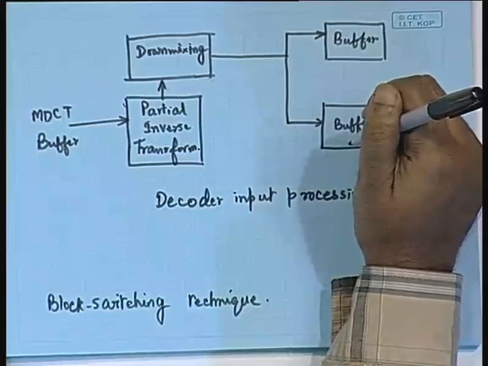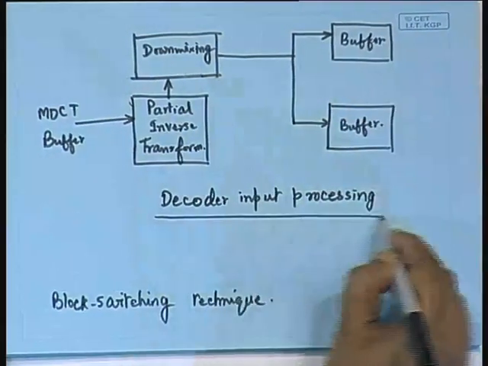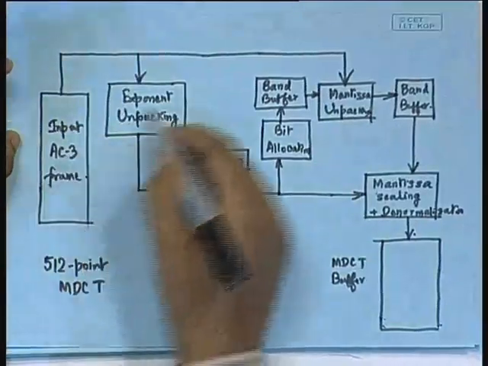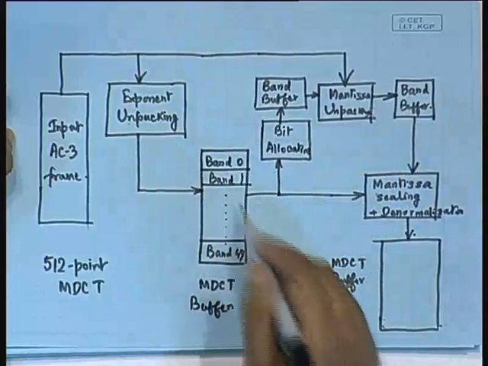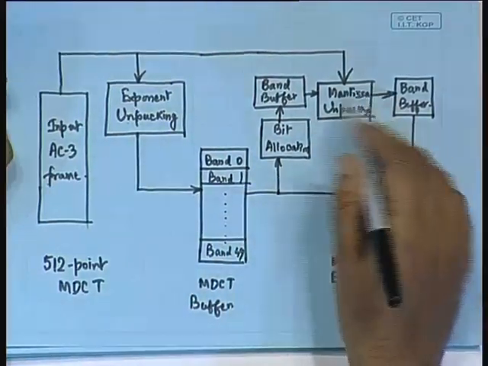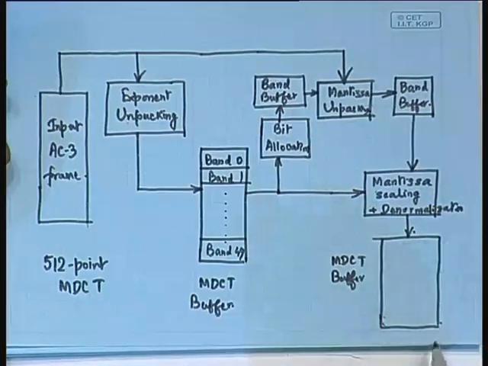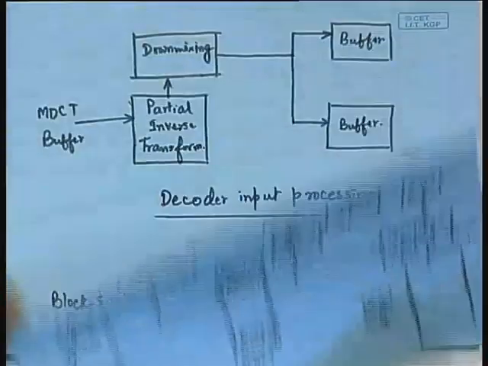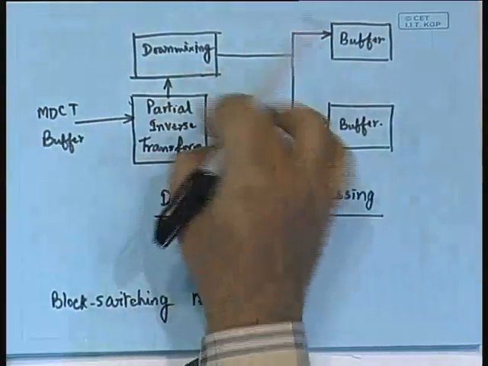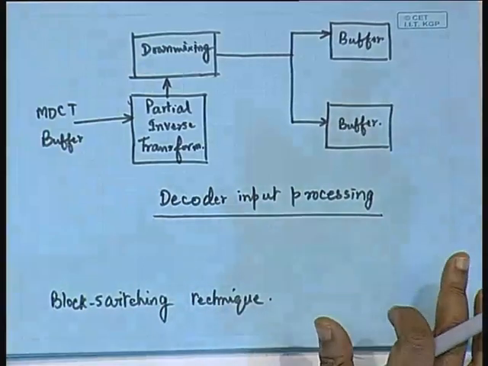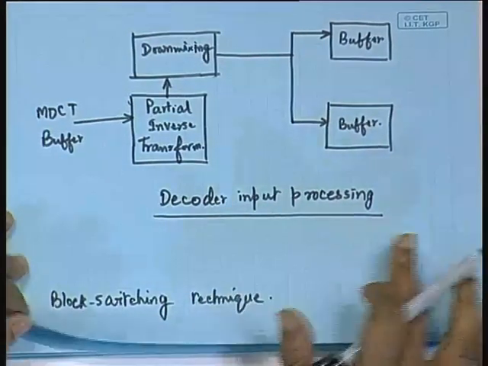So, what we have to do is that this decoder input processing consists of all these blocks: exponent unpacking, storing into the MTCT buffer, mantissa unpacking, doing mantissa scaling and denormalization, obtaining the exponent and mantissa part, and then doing the partial inverse transformation and down mixing. This whole process is the decoder input processing, and the decoder input processing is followed by a decoder output processing.